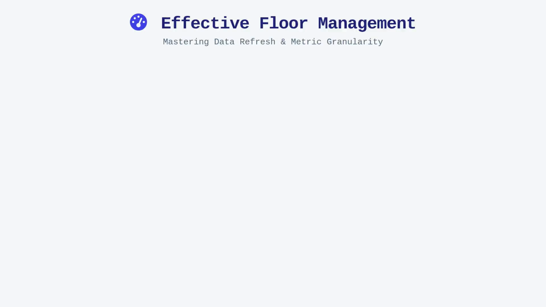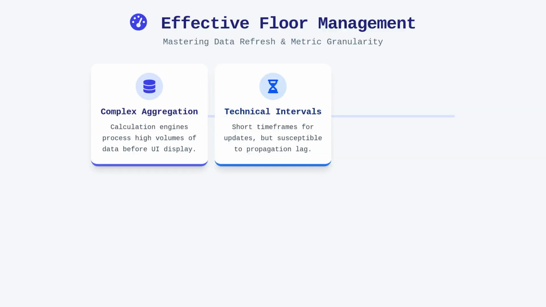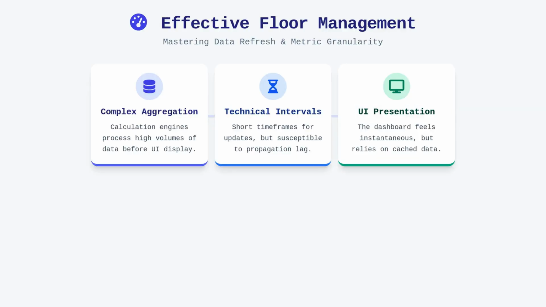Effective floor management requires an understanding of how frequently the data refreshes and the granularity of the metrics presented. While the dashboard feels instantaneous, keep in mind that the calculation engines behind these views perform complex data aggregation, and there is a technical interval associated with status updates. Agents and queue metrics typically reflect changes within a very short time frame, but high-volume environments may experience slight variations in how quickly these metrics propagate to the UI.